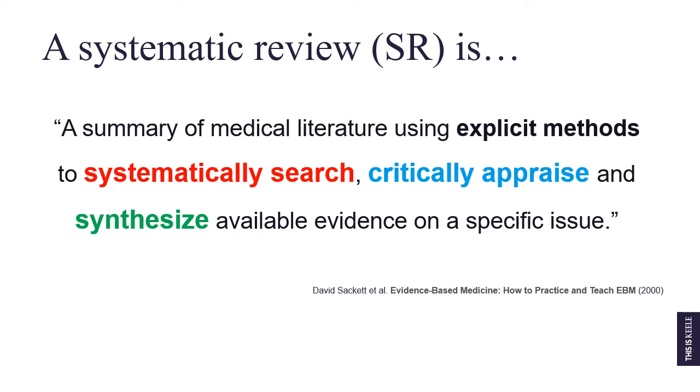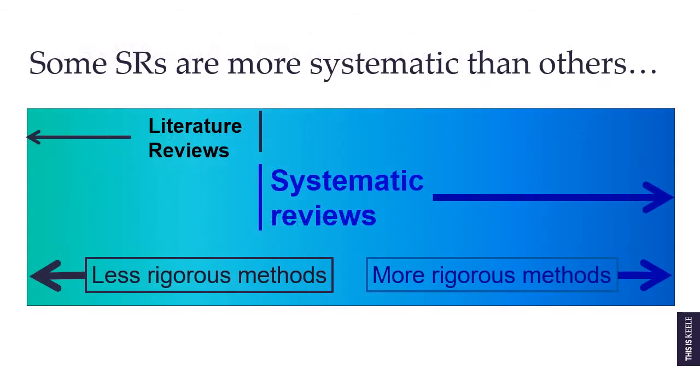The official definition of a systematic review is a summary of medical or health literature using explicit methods to systematically search, critically appraise and synthesize available evidence on a specific issue. Like with any type of research, the robustness of systematic reviews can vary across a spectrum like this one. Not all systematic reviews are reliable and trustworthy.